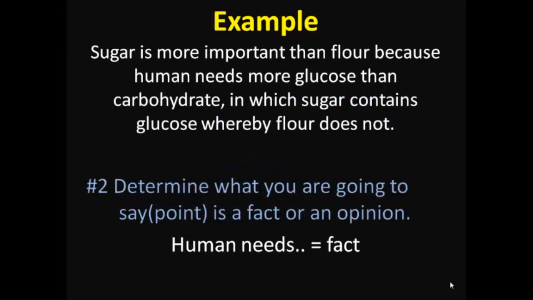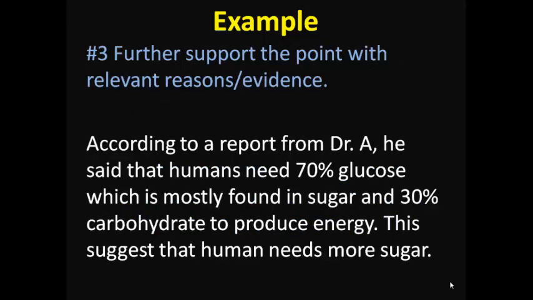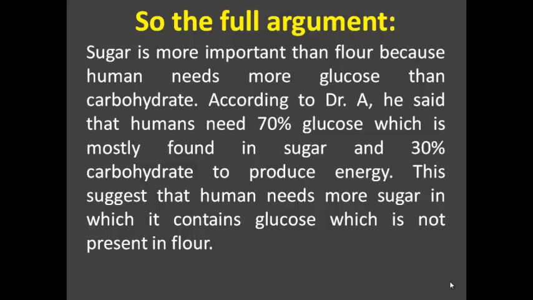Now the second step is to determine what you are going to say. Is it a fact or an opinion? So just now when you say that humans need more glucose than carbohydrate, that is a factual statement. So if it's a factual statement, you want to use concrete evidence. For example, according to a report by Dr. A, he said that humans need 70% of glucose, which is mostly found in sugar, and 30% of carbohydrate to produce energy. This suggests that humans need more sugar. So the full argument will be like this. You can read on your own.